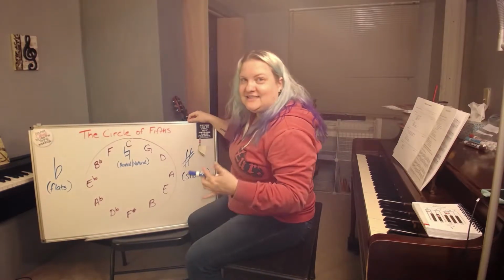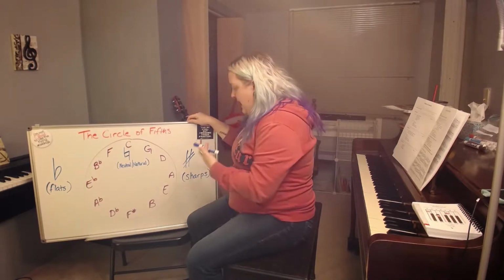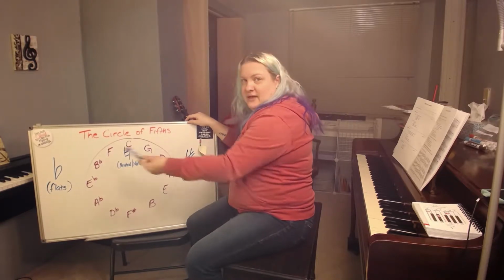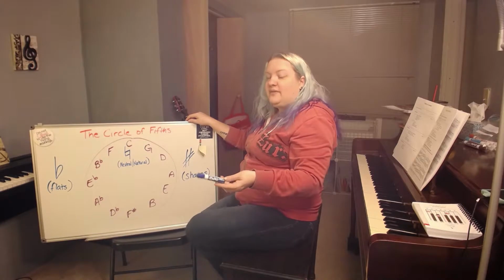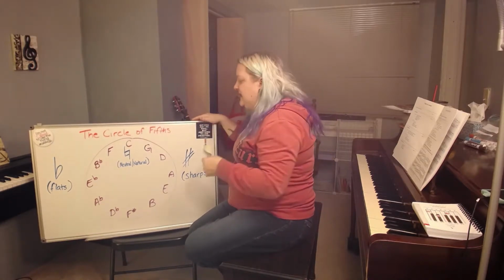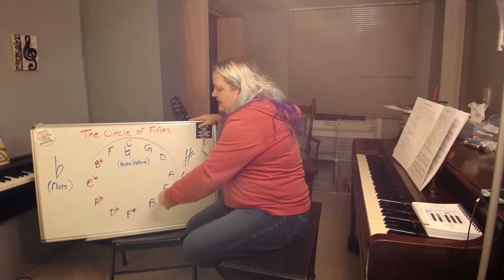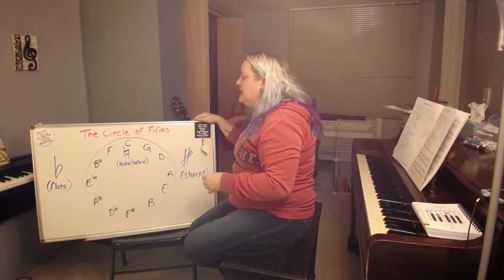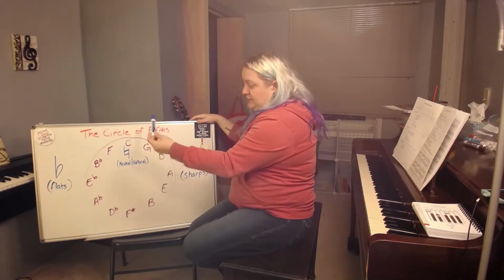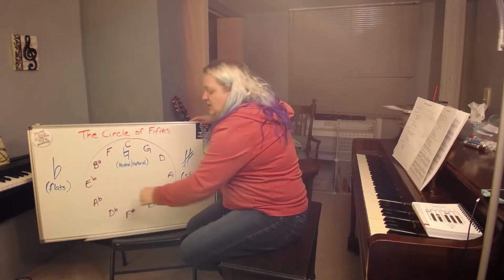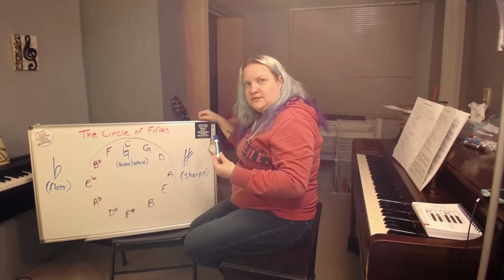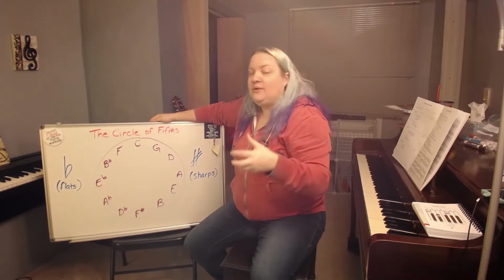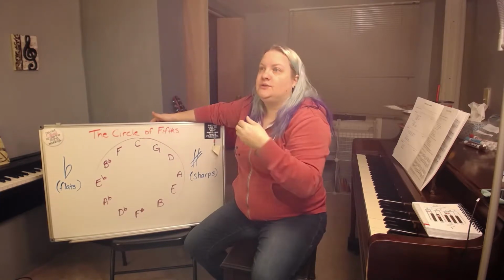Like I said, this is a memory device for figuring out how many sharps or flats are in each key. I put these on opposite sides so that you would be able to associate them. The keys on the first half of the circle are all sharp keys, with the exception of C. Obviously, C is the neutral key, but all of the others have sharps in them. They're written as sharps.